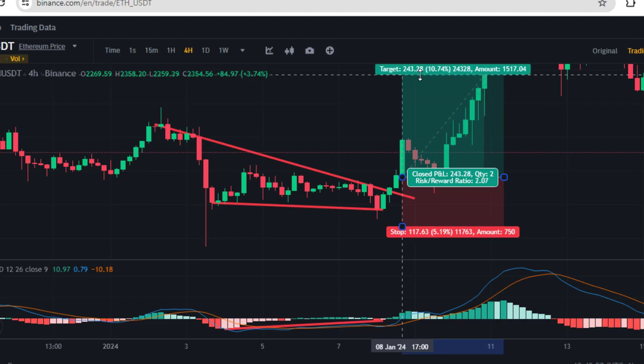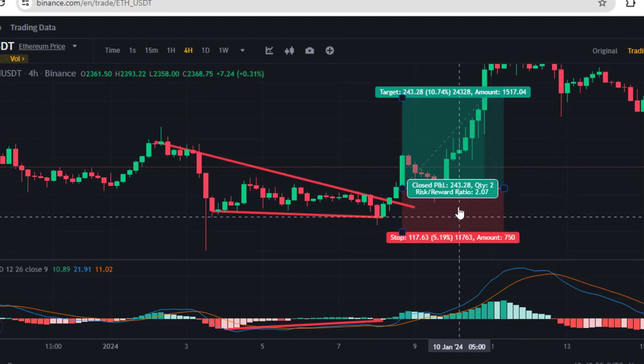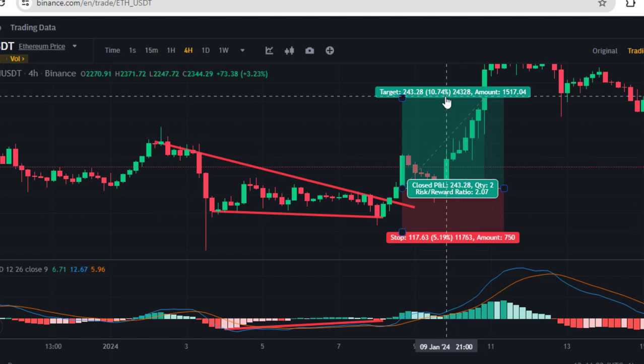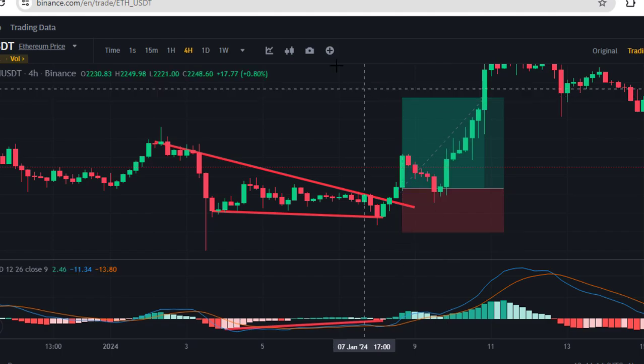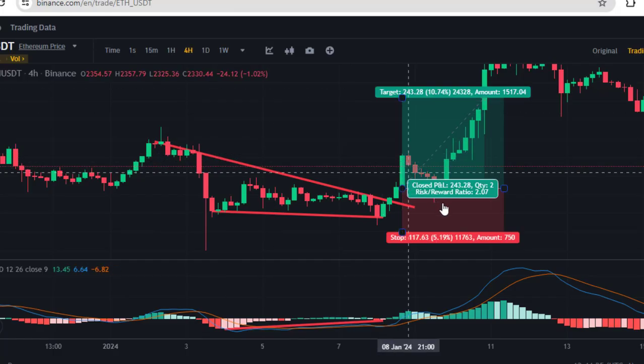So if you look at this very point, you discover that the market from this point to this area is our risk, and from here to this point is our target. Our risk is 5.18% and our target is 10.74%. So this gives us an accurate 1 to 2 risk reward ratio. If you look at the rule here, the LCL has to be below the support for an uptrend, and your TP has to be 2 times your risk. So this is very, very simple.